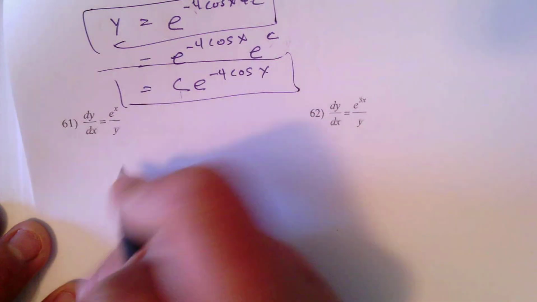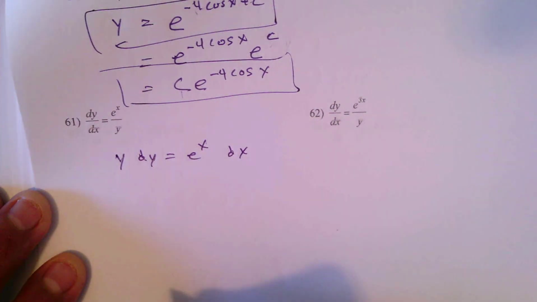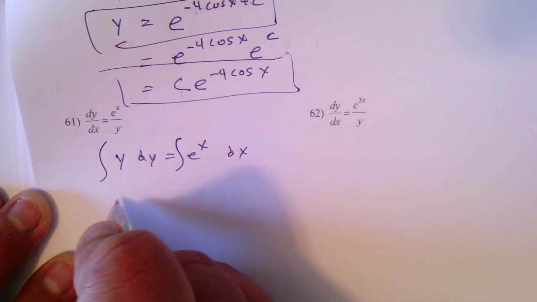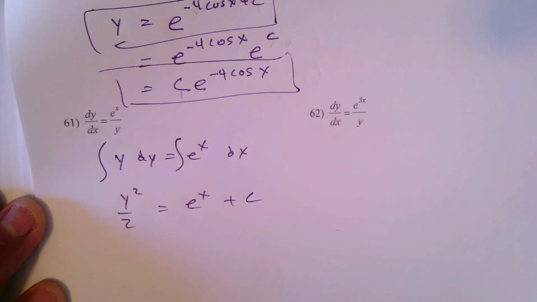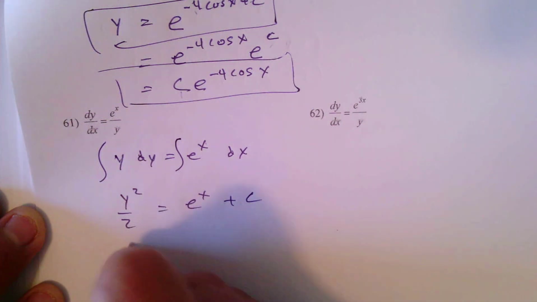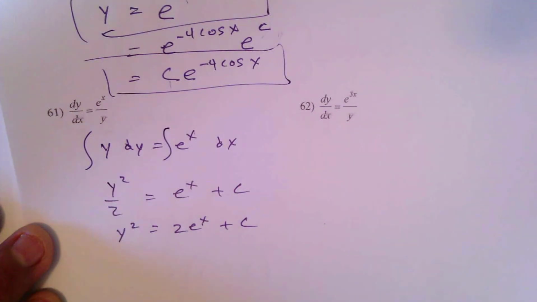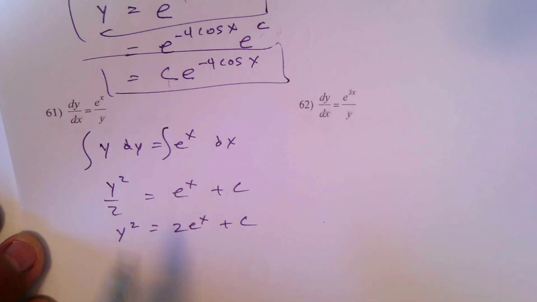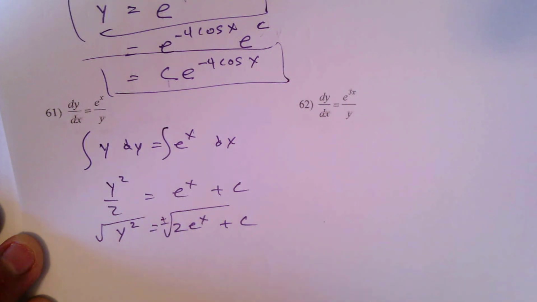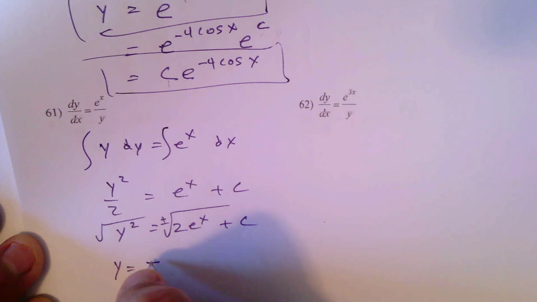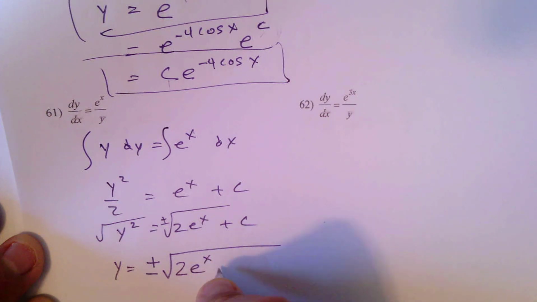61, split up. y dy equals e to the x dx. Integrate both sides. Here we get y squared over 2. Here we get e to the x plus c. We're going to multiply both sides by 2 first. That's going to give us y squared equals 2e to the x plus c. And we want to solve for y here, but this is y squared, so we're going to take the square root. We have to be careful, though, because we have to take the positive and negative square root. So this has 2 forms of the solution, one that has a positive sign, one that has a negative sign. And then underneath, 2e to the x plus c.